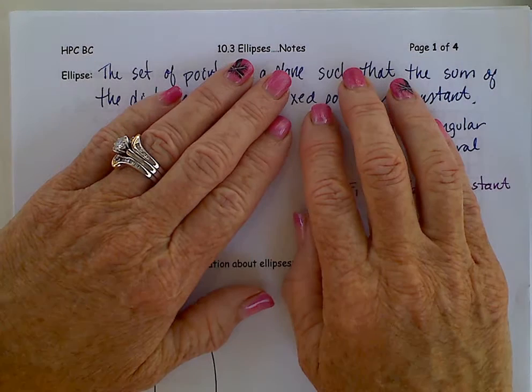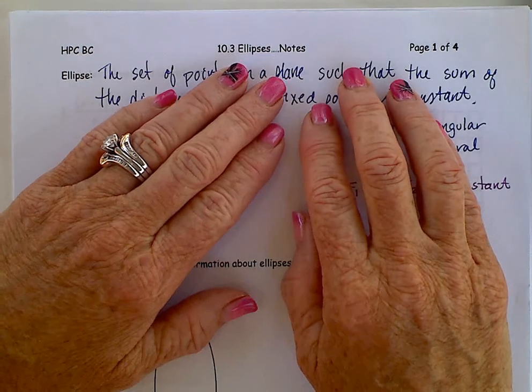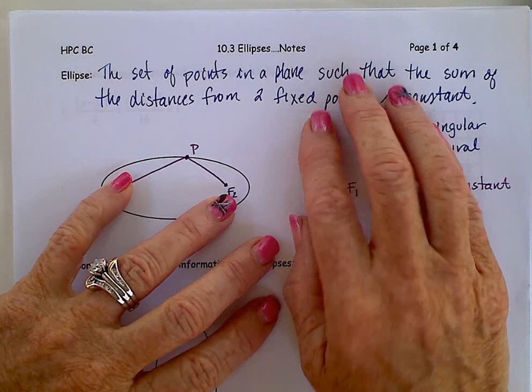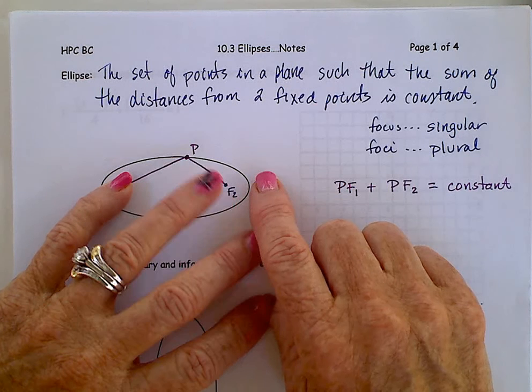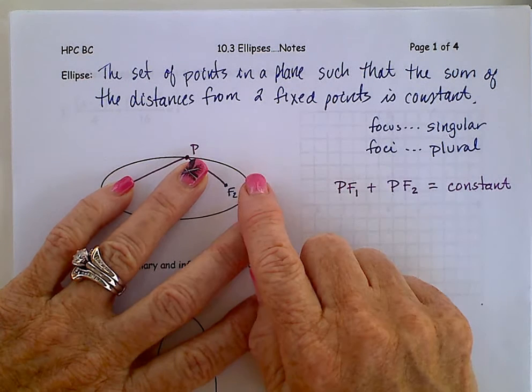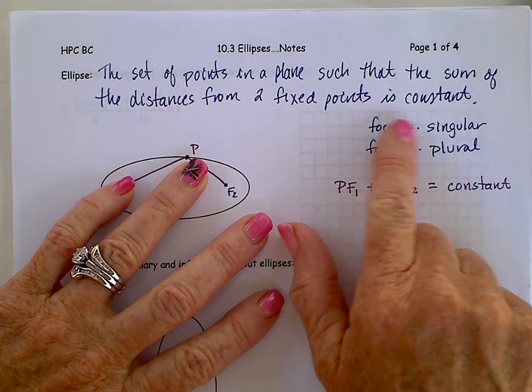Okay, this is Honors Pre-Calculus, section 10.3, ellipses. An ellipse is the set of points in a plane such that the sum of the distances from two fixed points is a constant.